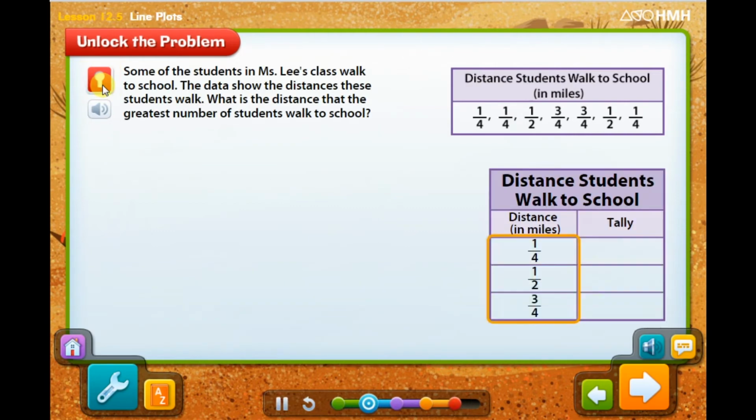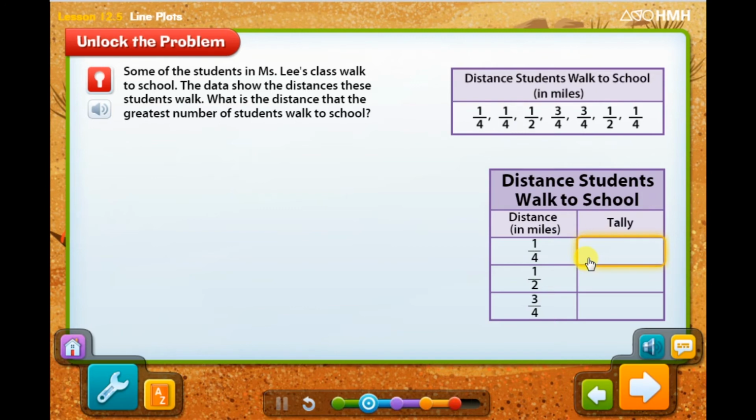Make a line plot to show the data. Begin by ordering the data from the least to the greatest distance. Then tally each of the distances. How many students walk 1/4 of a mile to school? Why do we put half in the middle? Because half here is equal to 2/4. That's why in order we should put 1/4 first, then 2/4, then 3/4.